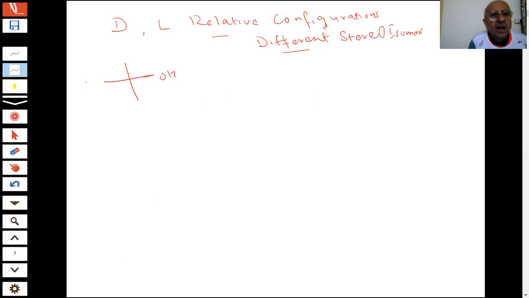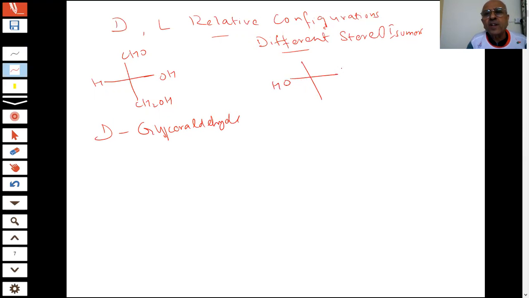OH, H, CHO, CH2OH. This is my carbon. Now the OH group is present on the right. This is our D glyceraldehyde. And if I have OH on the left hand side, students, what is this called? L glyceraldehyde. So we have two, D and L. We write two glyceraldehydes, D and L. D glyceraldehyde.